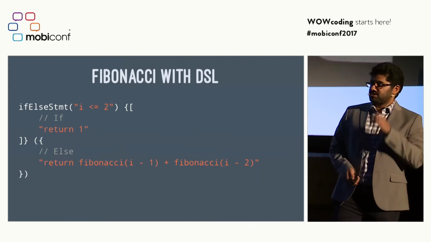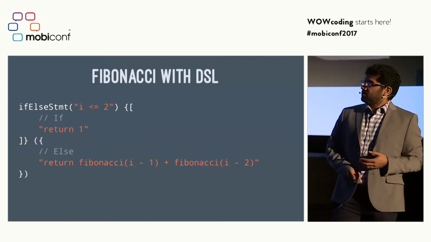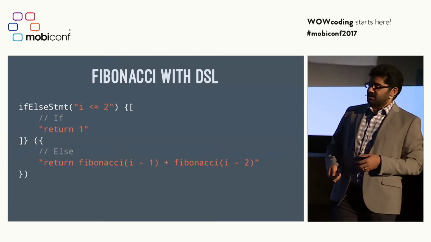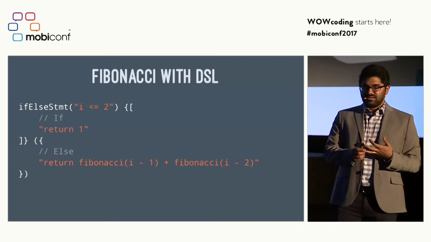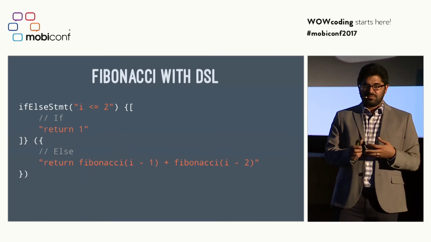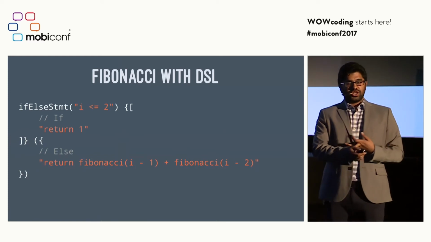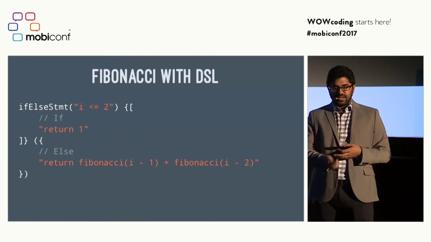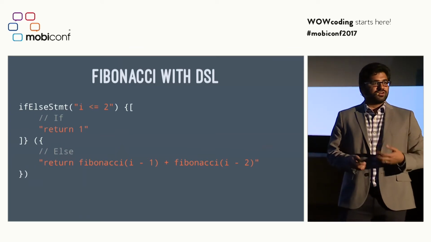So this is Fibonacci written with the if-else statement DSL here. We're now able to look at this and understand what it's supposed to do. I'm not worried about whether we've missed a brace or not. I'm not worried about whether we're implicitly saying what the style of this code generation should be. And it's actually quite expressive. I can read it almost like I would read regular code.